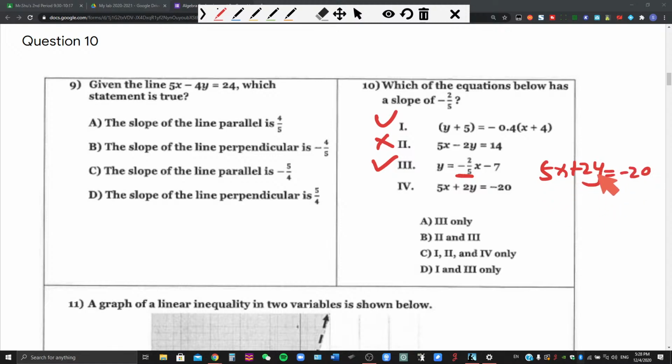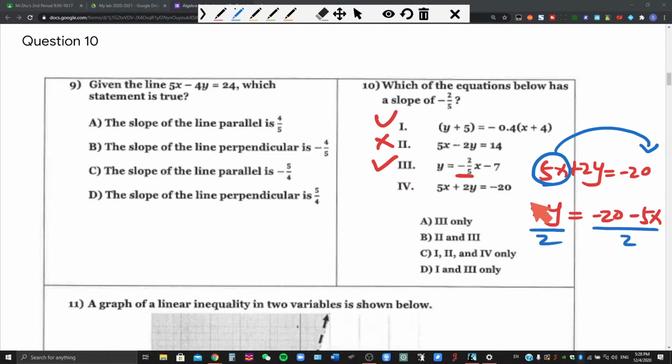Now I won't keep this y here, but I move this 5x to the other side. When I move this one, it will become a negative 5x. So we will have 2y equals negative 20, subtract 5x. And again, I want to divide by 2. So this will cancel, and you will have y equals negative 20 divided by 2, that's negative 10. And negative 5 divided by 2x.